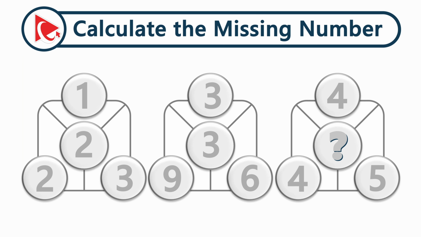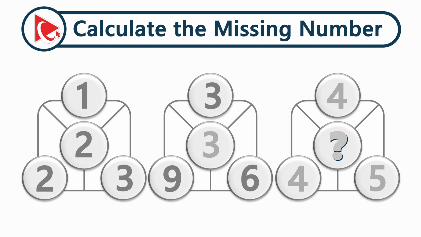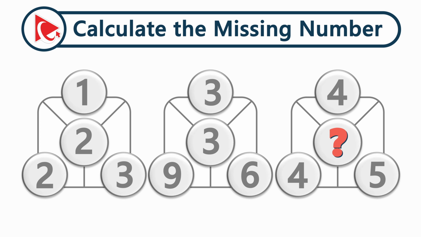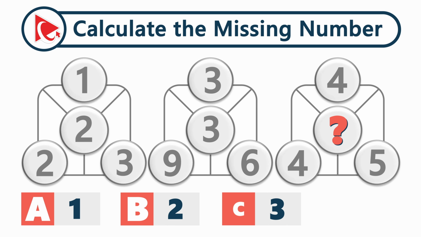You're presented with a phenomenally cool symmetrical set of shapes. The first shape has numbers 1, 2, and 3, and then number 2 in the middle. Second shape has numbers 3, 9, and 6, and then number 3 in the middle. The third shape has numbers 4, 4 again, 5, and then missing number in the middle, which you need to calculate and select your answer out of 4 possible choices. Choice A, 1, choice B, 2, choice C, 3, and last but not least, choice D, 4.